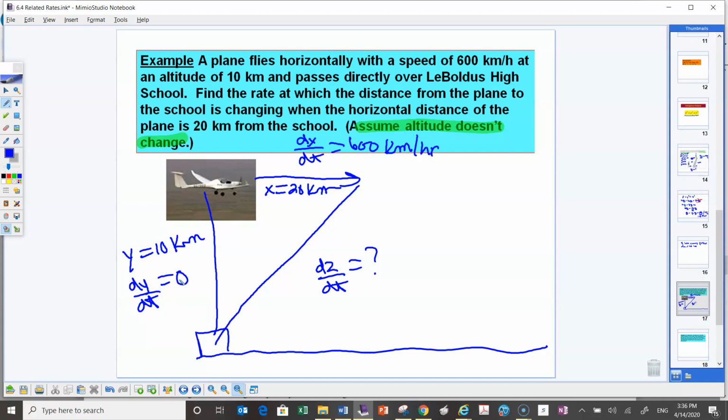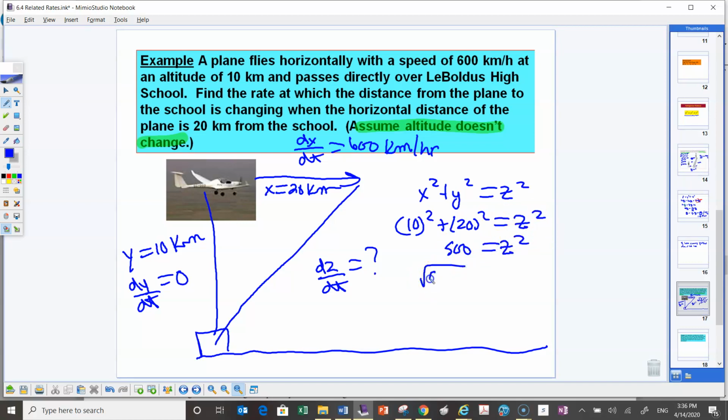So first things first, I need to find z. So x squared plus y squared is z squared. 10 squared plus 20 squared is z squared. So 500 is z squared, so square root both sides. I'm just going to take the positive branch because I'm only going to deal with the positive. Okay, and this is 100 times 5, so this is going to be 10 root 5 kilometers is going to be z. So now I know what z is.